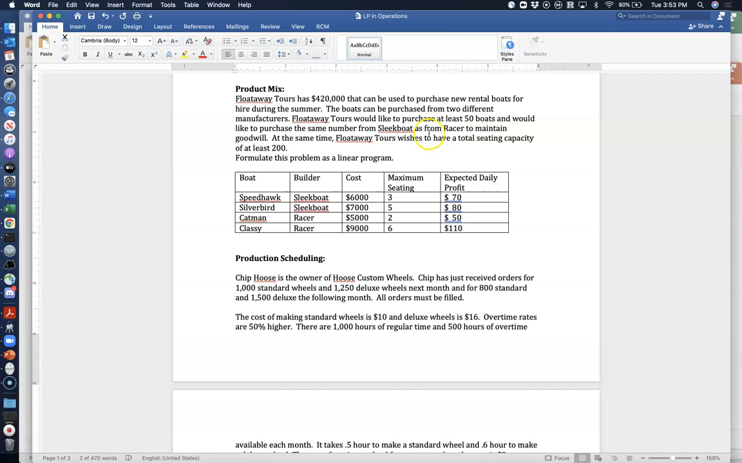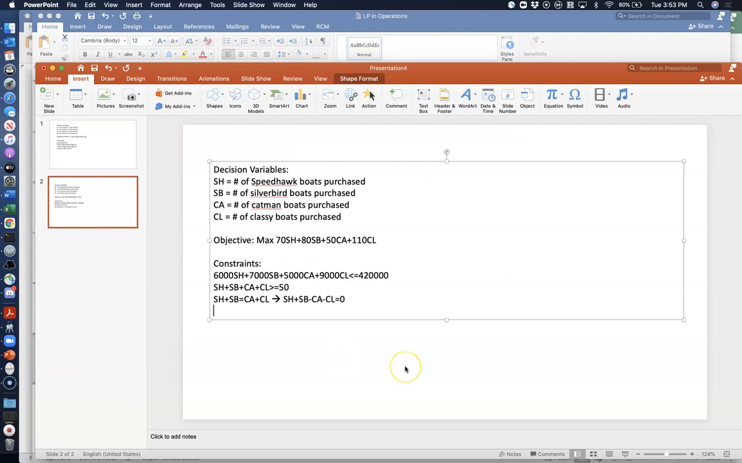Now, apart from that, the only other constraint is the total seating capacity has to be at least 200. So you want to have the seating capacity to be at least 200. So let's write that constraint. 3 times number of Speedhawks, 5 times the number of Silverbirds, 2 times the number of Catmans, plus 6 times the number of Classies. That's the total number of seats that you have. This has to be at least 200. Okay. There you go.